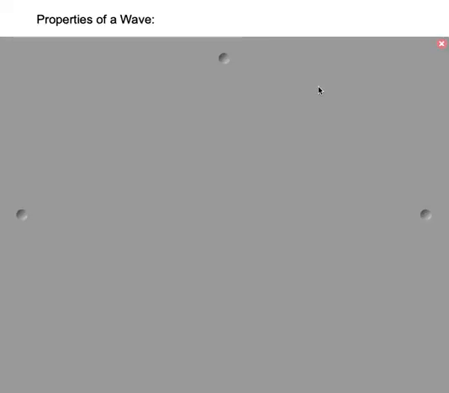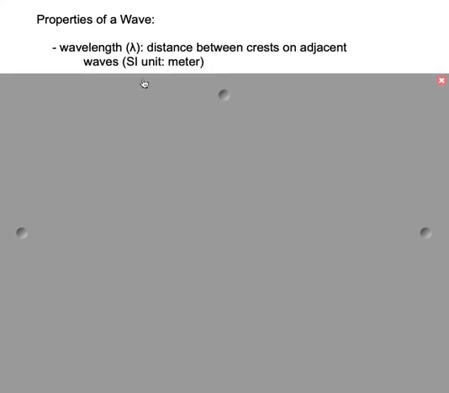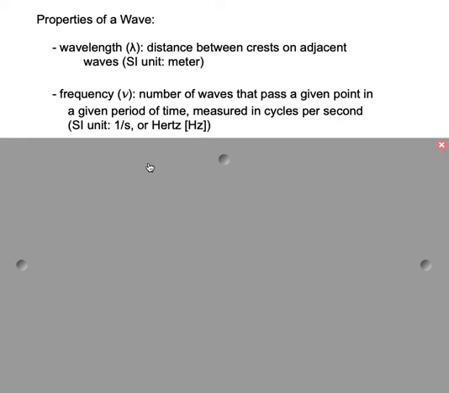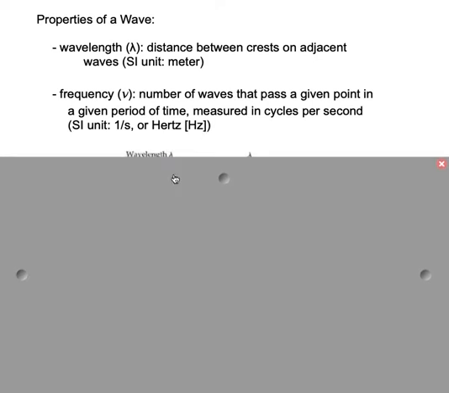Well, every wave has certain properties. Wavelength, symbolized by the lowercase Greek letter lambda, which is the distance between crests on adjacent waves. A wave is also characterized by the frequency, which is the number of waves or peaks that pass a given point in a given period of time. And that is measured in cycles per second, for which the unit is 1/seconds, which is also sometimes replaced with hertz, but you can simply use 1/seconds.